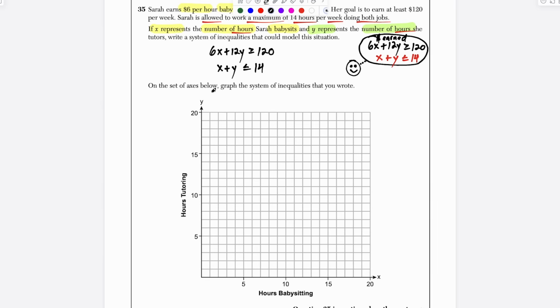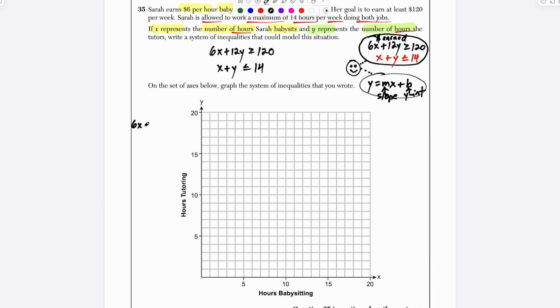For the next part, we have on the set of axes below, graph the system of inequalities that you wrote. So for this part, I want to make use of the equation y equals mx plus b. We are dealing with inequalities here, but the concept is exactly the same. When we have y equals mx plus b, the m value is the slope and b is the y-intercept. So we're going to use that idea for this question. We're going to solve each inequality for y so that we could then graph it on the set of axes below. So let's start with the first inequality.